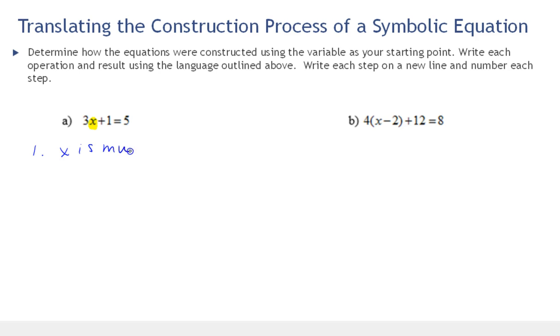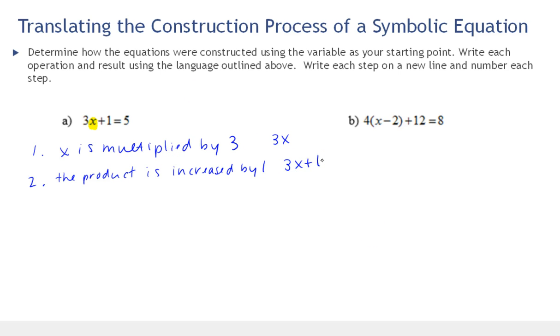X is multiplied by 3. Now our next step, we're not starting with x, we're starting with x being multiplied by 3. Okay, so x multiplied by 3 is our 3x. Now we want to take that and add 1. So we'll say the product is increased by 1. Okay, and we said product because the previous operation was multiplication. So now we have 3x plus 1.